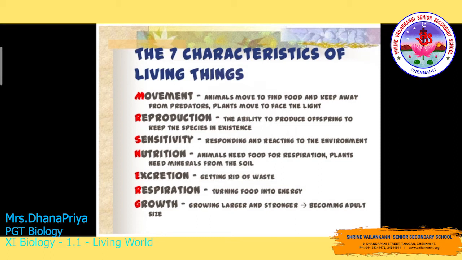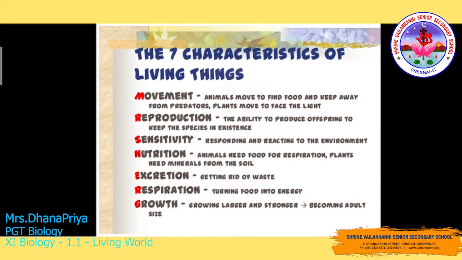What is movement? Animals move to find food and keep away from predators. Plants move to face the light. So this is the movement which can be seen in fauna and flora. Fauna move in search of food, so the movement takes place from one place to another. Plants are sessile in nature, that is, flora are sessile in nature, but these plants also move towards the light, towards gravity, and towards chemical response. We studied these in the previous class itself, that is in class 10.